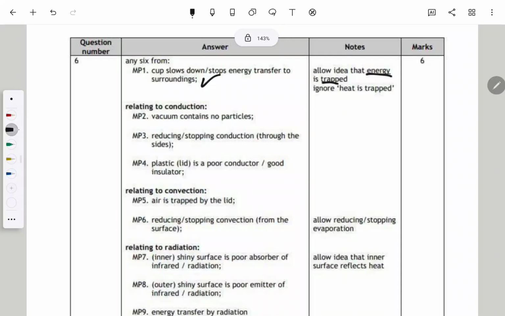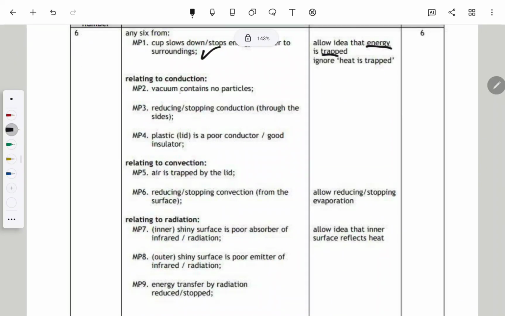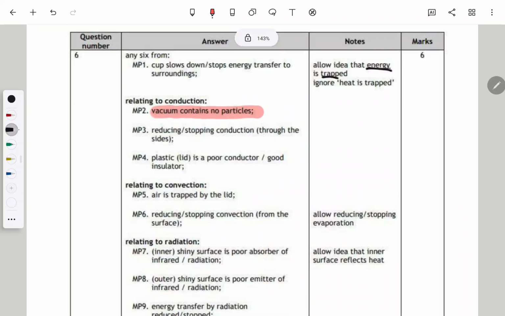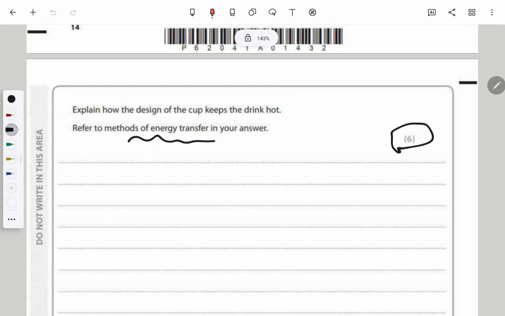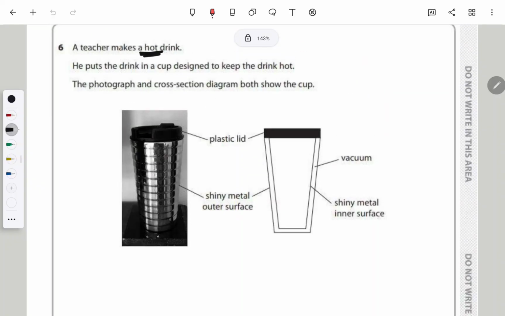Okay, relating to conduction, now look, you can answer it with conduction, convection, and radiation, and you need them in order to answer such a question. Okay, you can look at the first one right here. It says that vacuum contains no particles, therefore conduction doesn't happen. And he's talking about what? He's talking about this small section right here. This in the middle right here, the vacuum that you can see that it's highlighted on this side, this one.